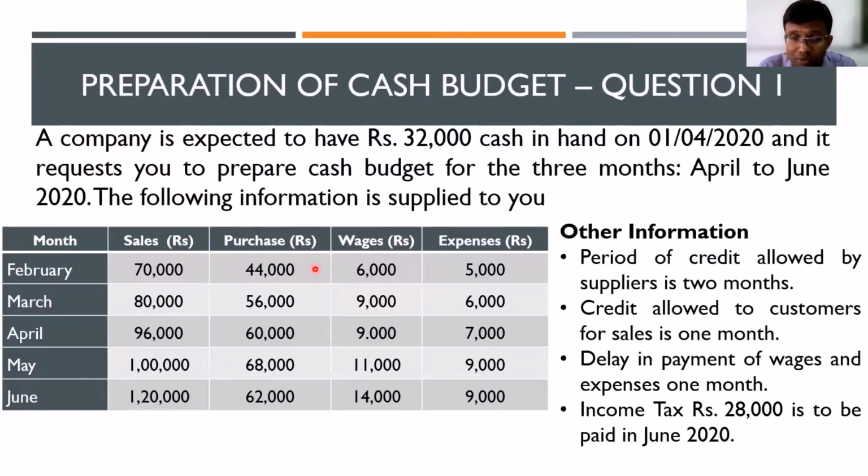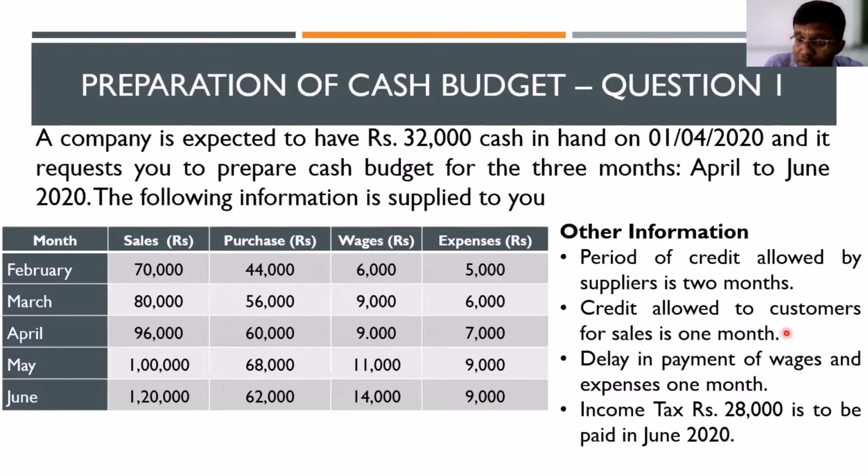So when would the 2 months be? 1 month, 2 months, and then you would be settling it in April. The purchase that you have carried out in March, 56,000, you would not be settling in March. Instead, you'll be settling that after 2 months. This goes on like that.